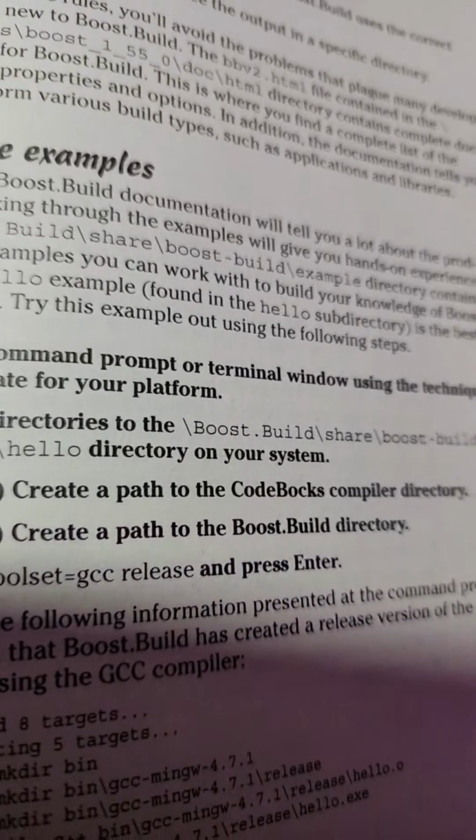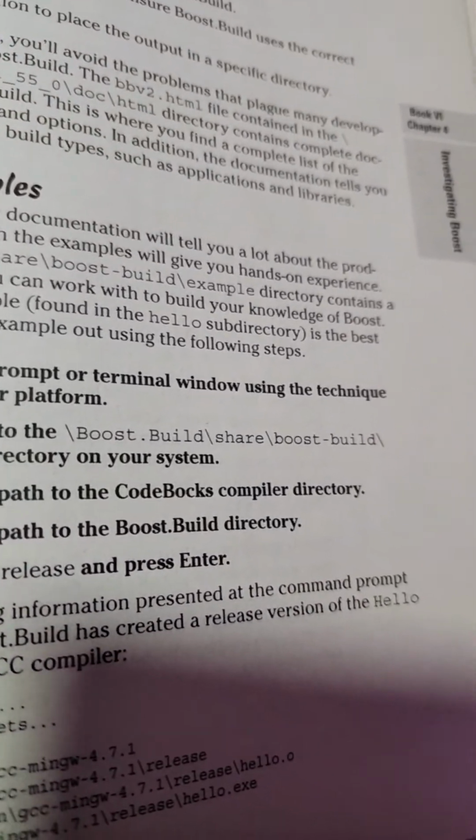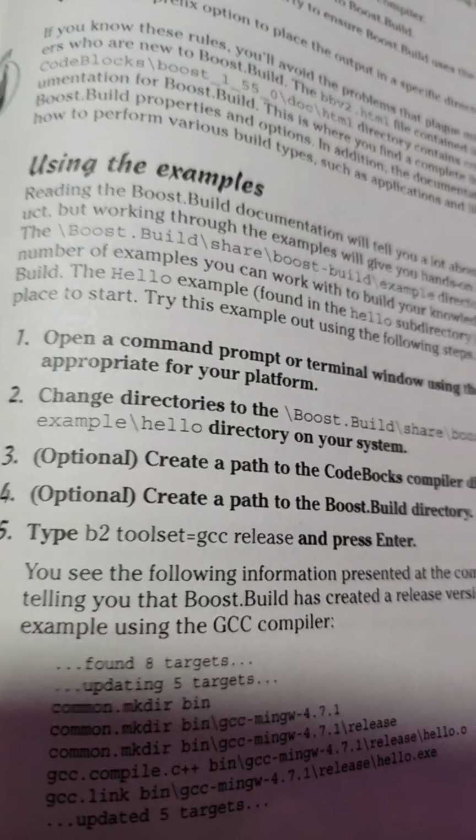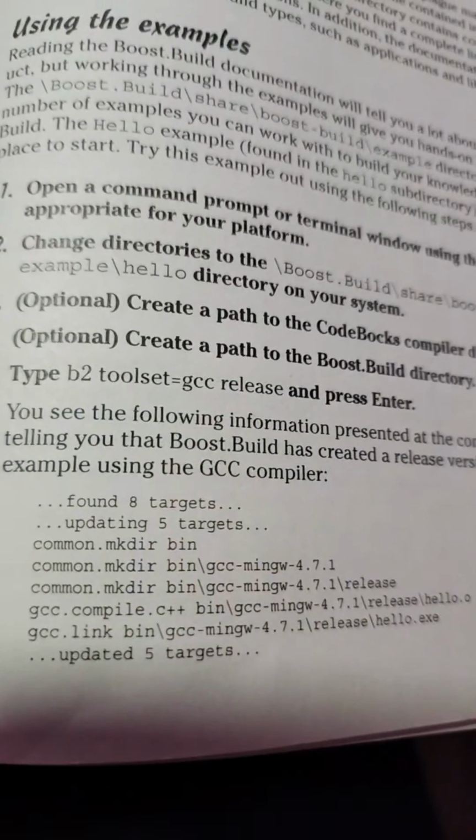1. Open a command prompt or terminal window using the technique appropriate for your platform. 2. Change directories to the Boost.build share boost-build example hello directory on your system. 3. Optional, create a path to the Code Blocks compiler directory. 4. Optional, create a path to the Boost.build directory. 5. Type b2 toolset equals gcc release and press enter.